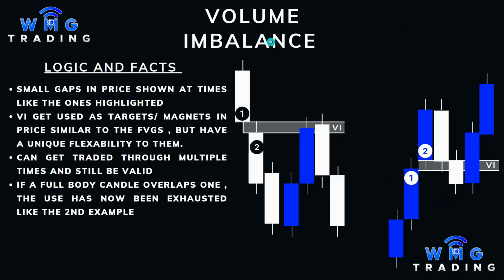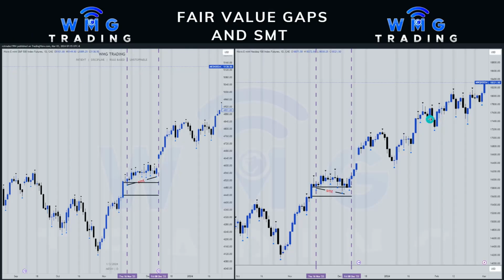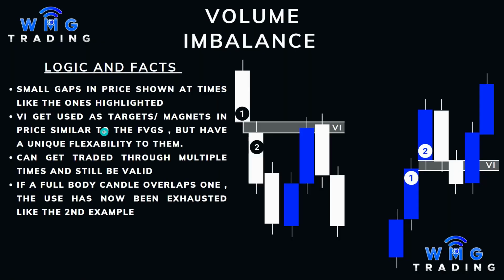So volume imbalances. Volume imbalances are small gaps in price at times that look like the ones highlighted here, right? Or if we go back, there's one right there too. You can see how price dug into it. So volume imbalances are pretty effective as well. They get used as targets and magnets in price, similar to fair value gaps and just PD arrays, but they have a unique flexibility to them. They can get traded through multiple times and still be valid.